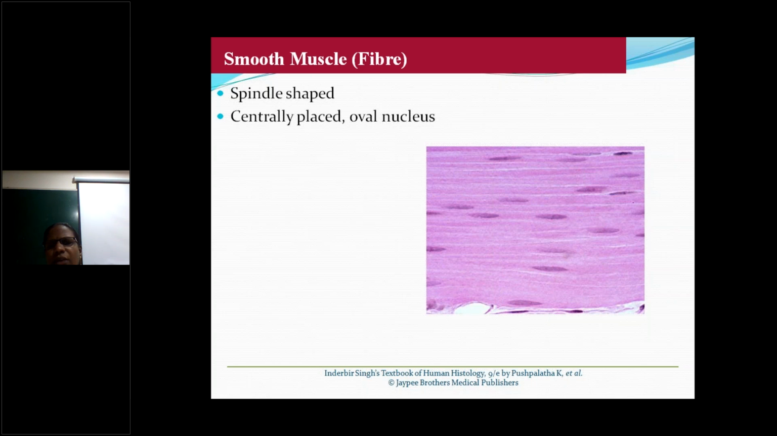Here you are not able to see the cross striations clearly. Absence of the cross striations. So that's why we call it non-striated muscle. Striations are not seen, so we call it non-striated muscle. That's why we are calling it plain muscle. So this slide we call as a smooth muscle. Spindle shaped cells with tapering ends, oval-shaped flattened nucleus, centrally placed. So this part we call as smooth muscle.